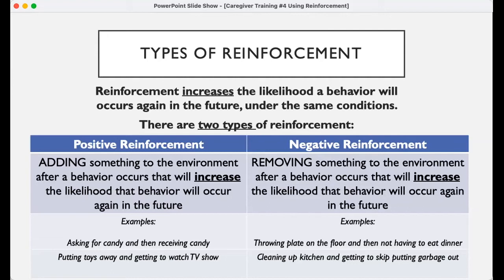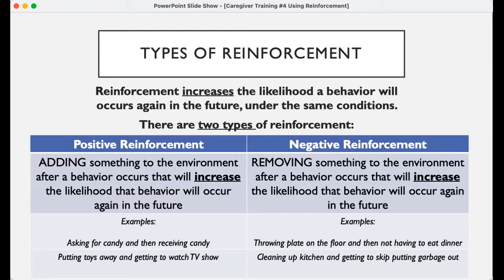Now let's look at negative reinforcement. Negative reinforcement simply means removing something from the environment that increases the likelihood the behavior will occur again. Remember, this is still reinforcement. Negative simply means removing, it doesn't mean bad.